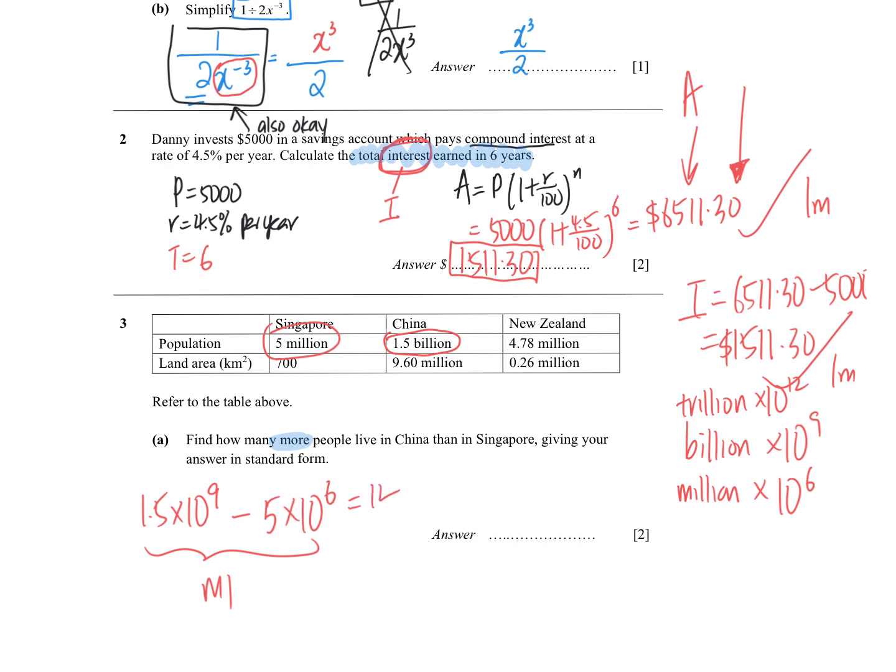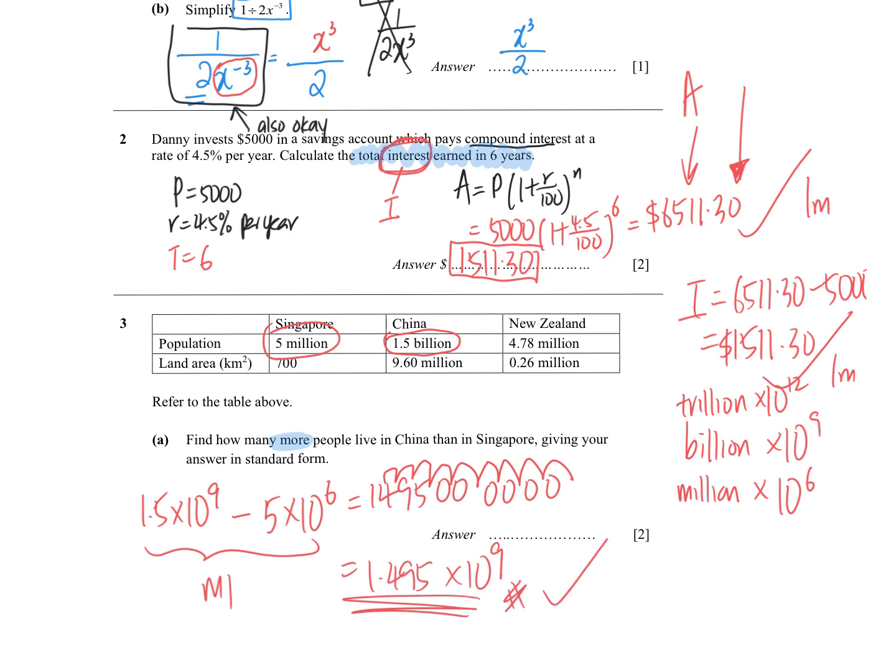So you get this. So go and shift your decimal point. 1, 2, 3, 4, 5, 6, 7, 8, 9. So it's 1.495 times 10 to the power of 9. So this is your second mark.